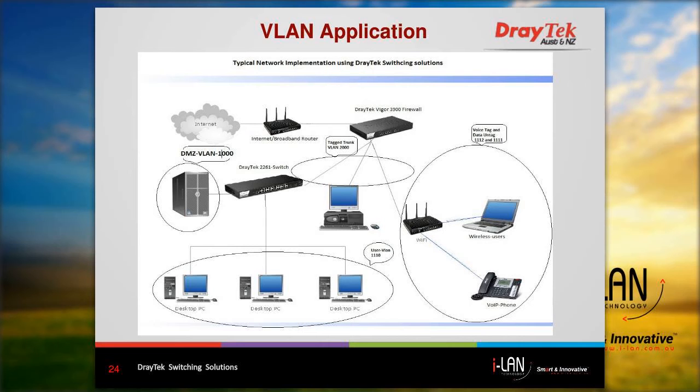And in this diagram, we just show a typical network implementation using a DrayTek switching solution. So here we have various VLANs for different services connected back to the main router and the internet.